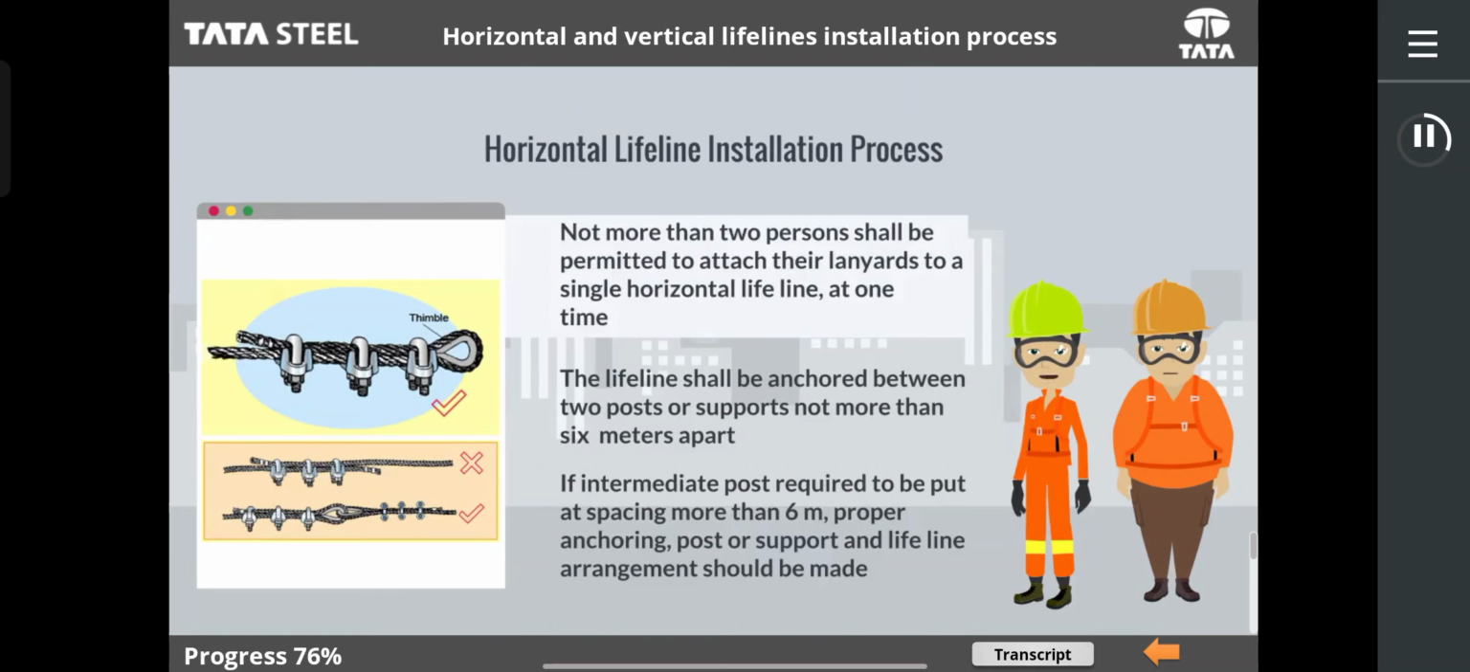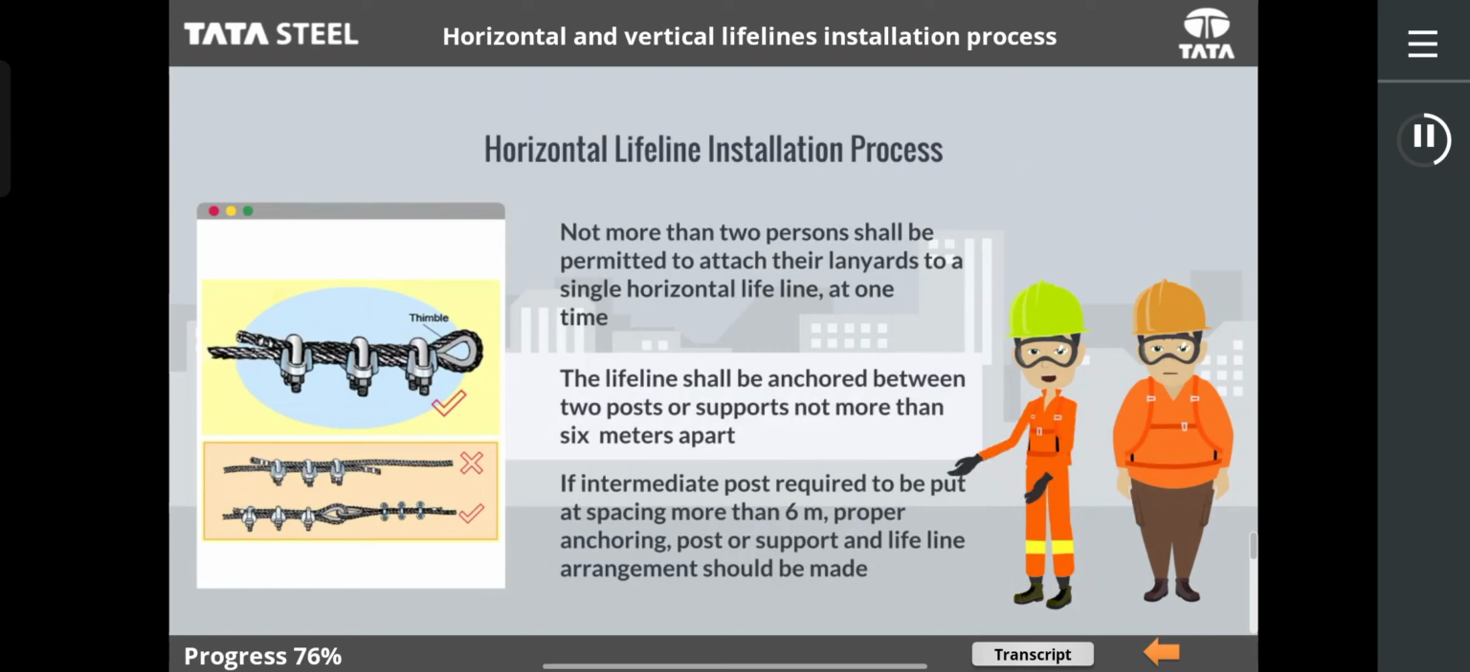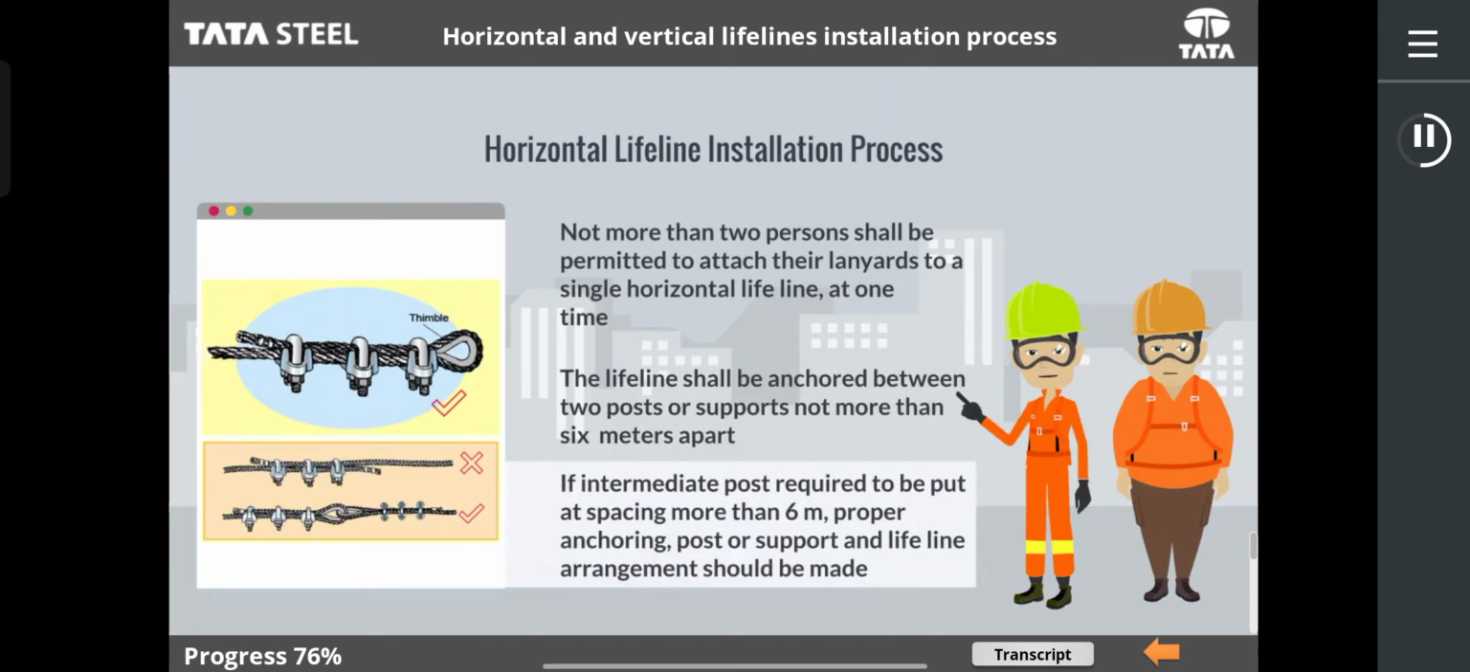Not more than 2 persons shall be permitted to attach their lanyards to a single horizontal lifeline at one time. The lifeline shall be anchored between 2 posts or supports not more than 6 meters apart. If intermediate posts are required at a spacing of more than 6 meters, proper anchoring, post or support and lifeline arrangement should be made as per sketches with approval of a competent and qualified engineer of the executing department performing and supervising the job.